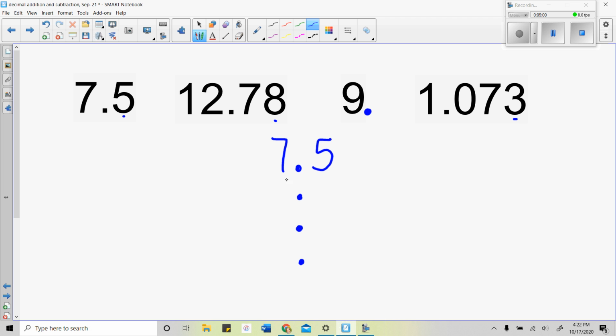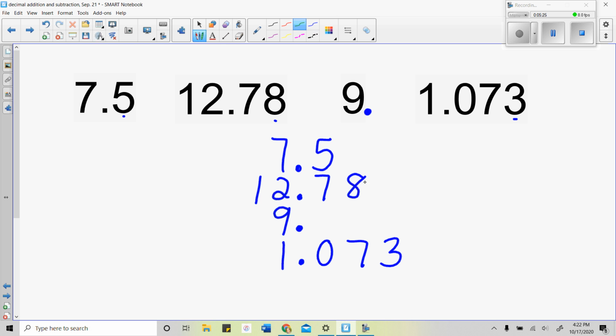Going to my next number, 12 goes to the left. And notice how I'm writing it backwards so that these line up. And then 78 goes to the right. Now on the 9, 9 goes to the left. We don't have anything on the right yet. And then my last number, 1 goes to the left. And then 0, 7, 3 goes to the right.